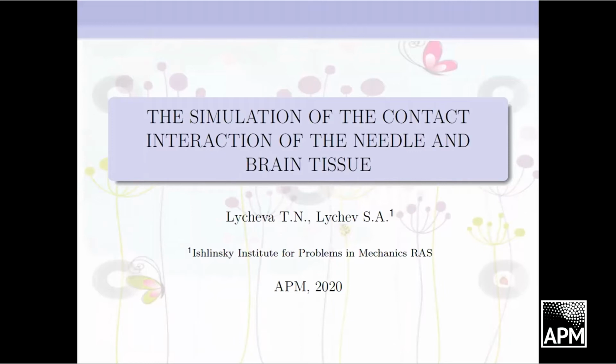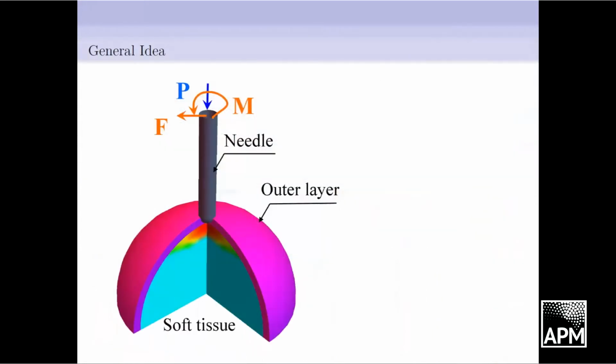of the needle and brain tissue. This problem appears in the modeling of biomechanical problems, which relates to some medicine problems and processes with interaction of brains and some medical instruments. So what do we want to model? Firstly, I'd like to underline the general idea.